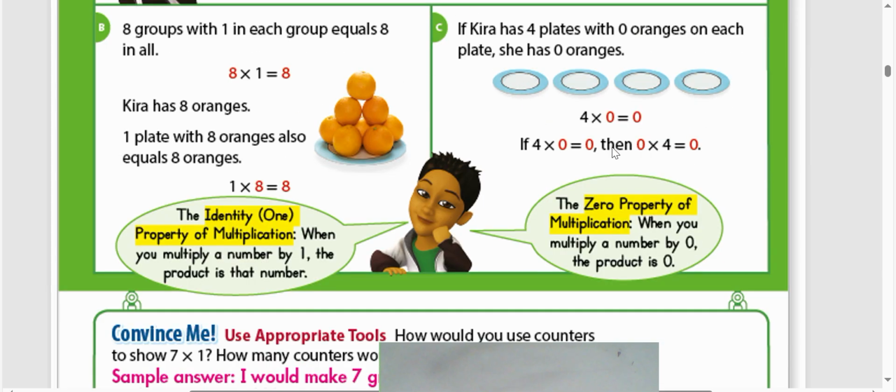And the zero property of multiplication: when you multiply a number by 0, the product is 0. The identity property of multiplication. The multiplicative identity is 1 and the additive identity is 0. When you multiply a number by 1, the product is that number.